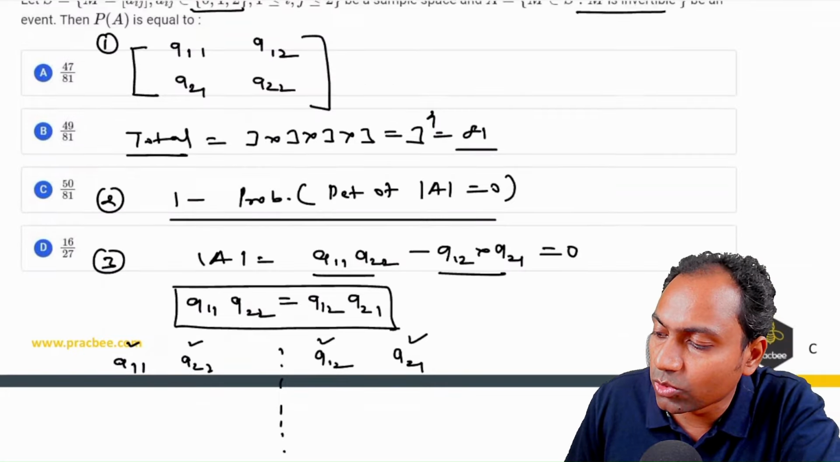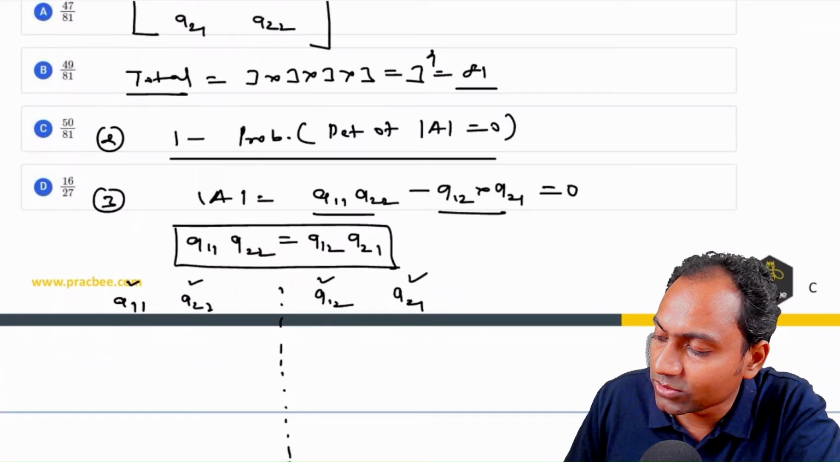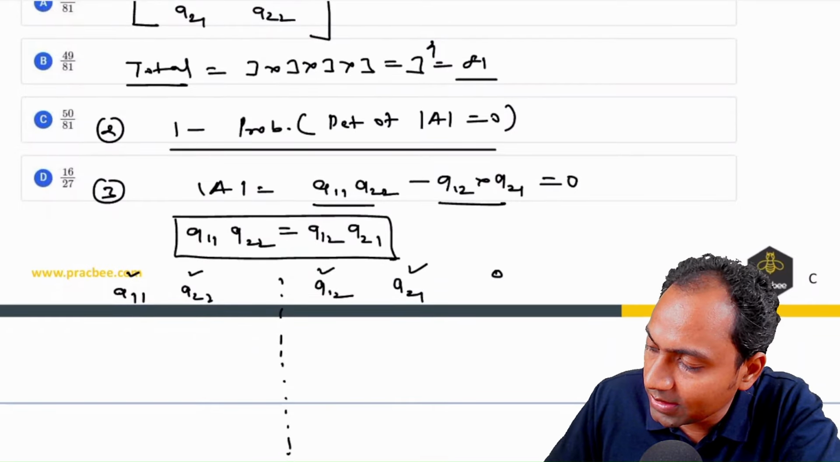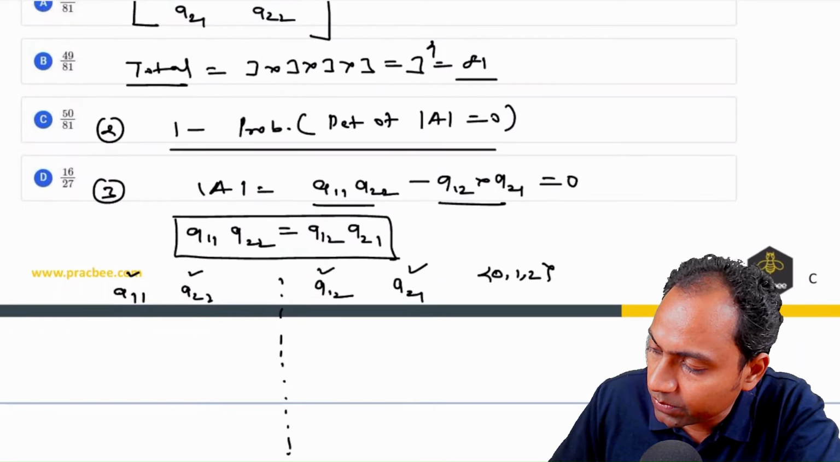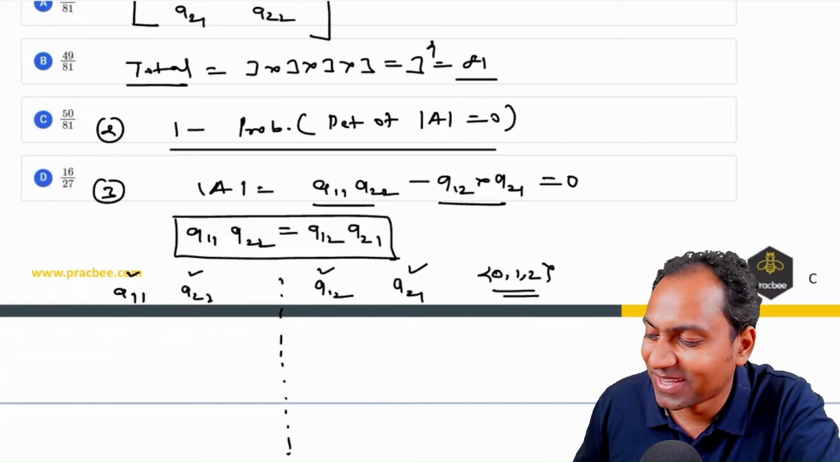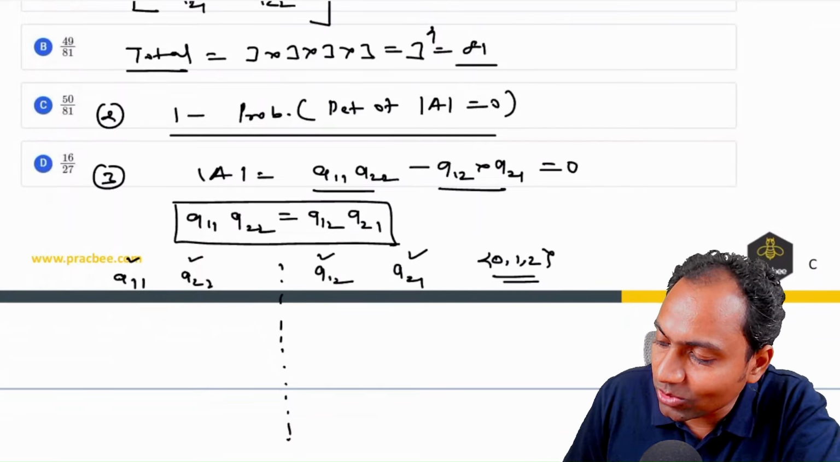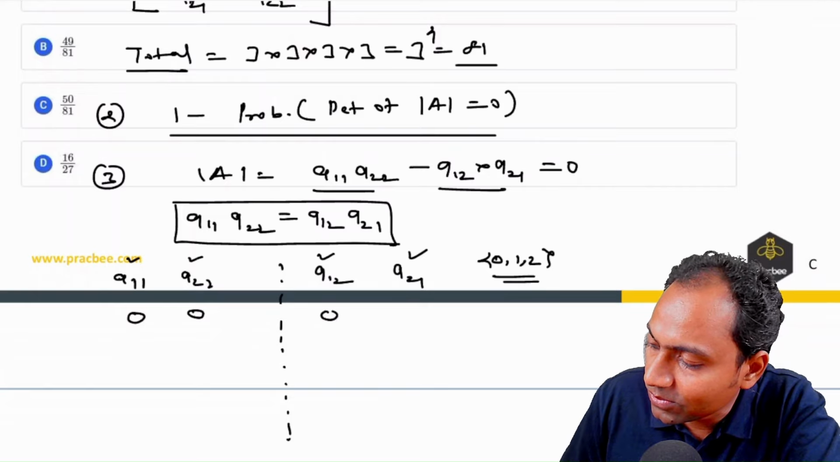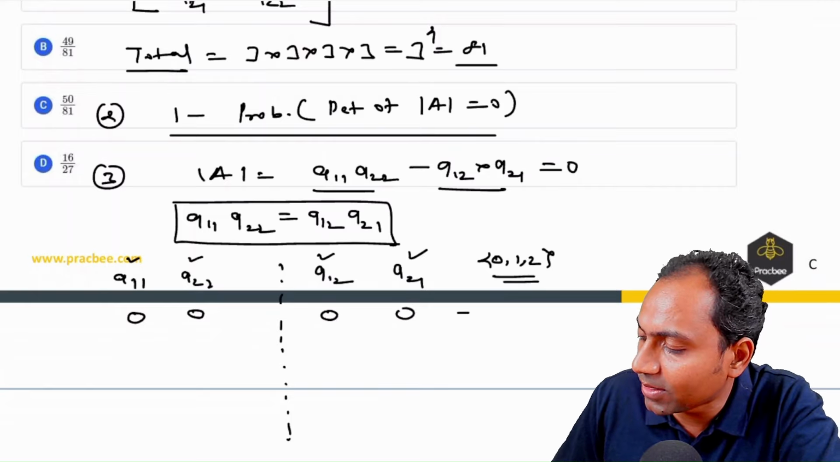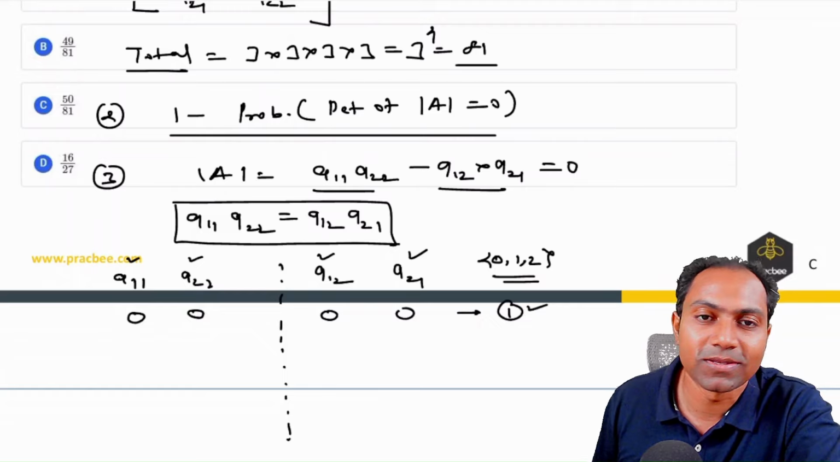So see, 0 is going to play a very important role because all the values that I can assign need to come from these 3 elements only, 0, 1, 2. So now let us play this game. Now the first case that I can say is all the 4 become 0. So all the 4 can become 0. This can happen only in one case.